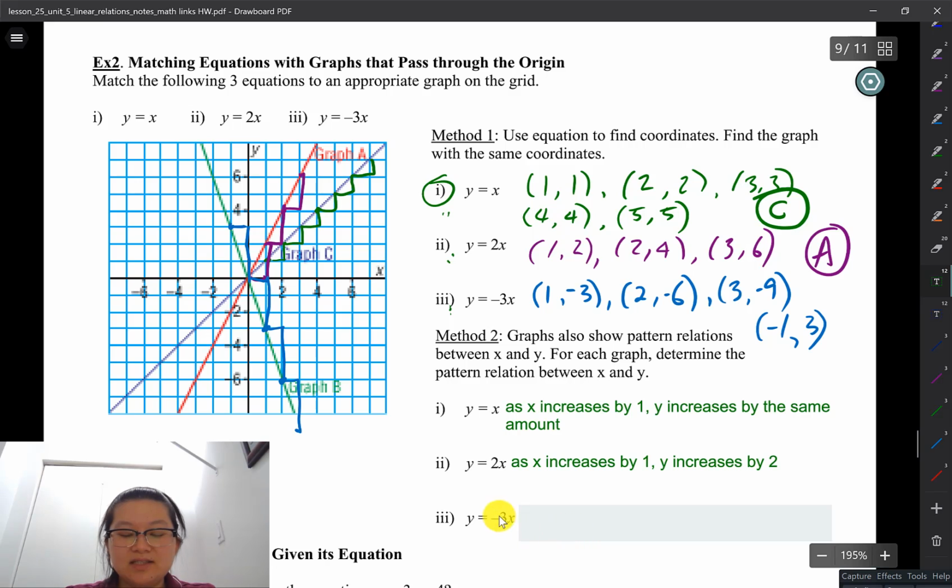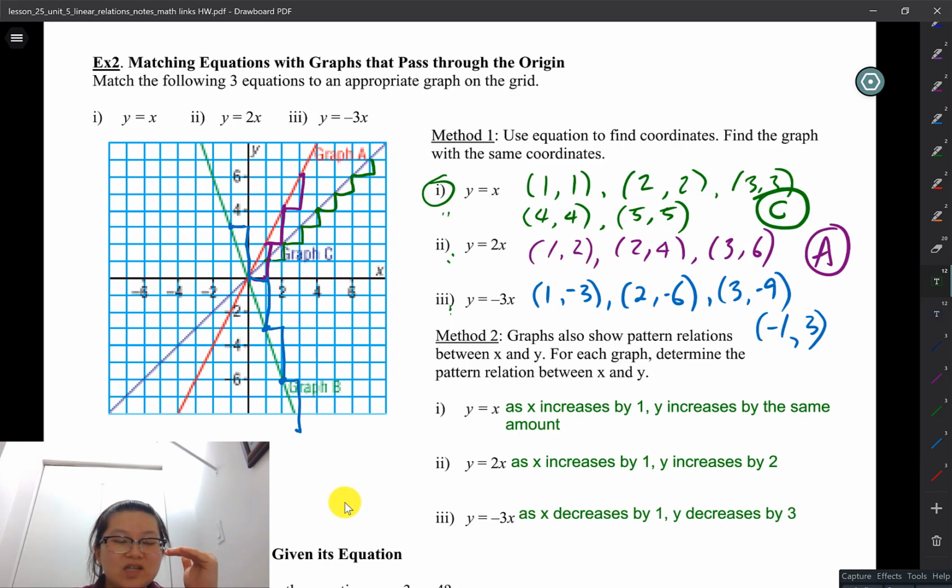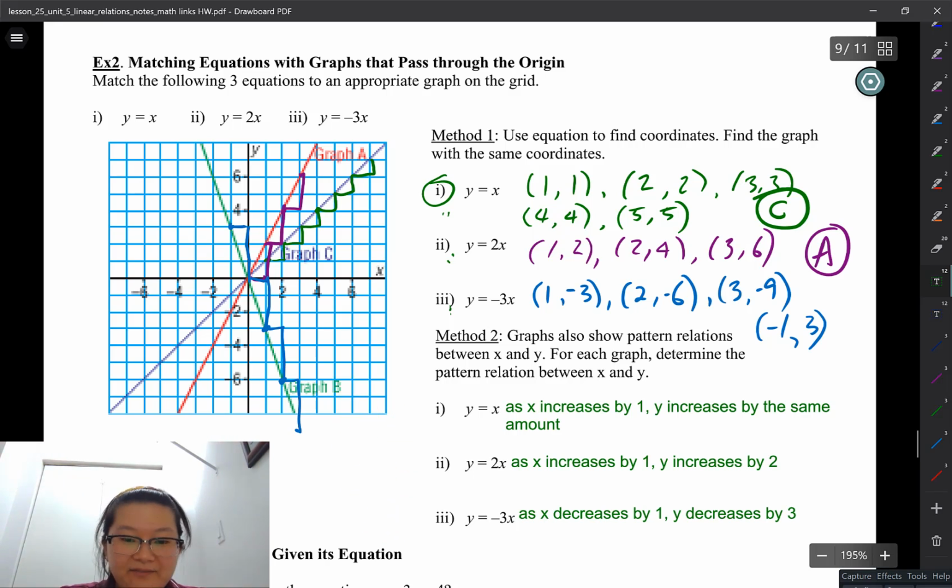And last but not least, the last one, as my x increases by 1, my y decreases by 3. So the negative sign is represented by the decrease. Oh shoot, that should say decrease, my bad. The negative sign tells you if it's increasing or decreasing, and then the number tells you how much you're increasing or decreasing by. Okay, that's the idea of a slope.